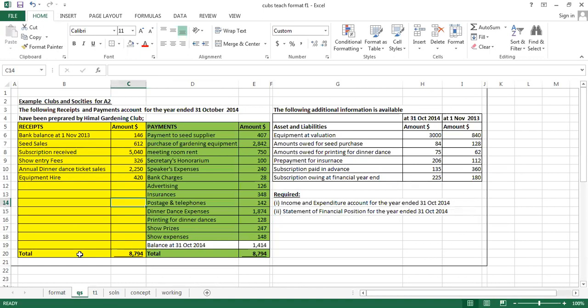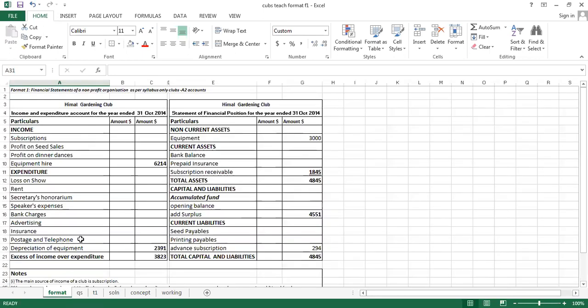In this lecture, we will learn how to prepare the income and expenditure account and the statement of financial position of a club. So this is the format. As I said, I recommend you to print it first, or copy it in a note copy.